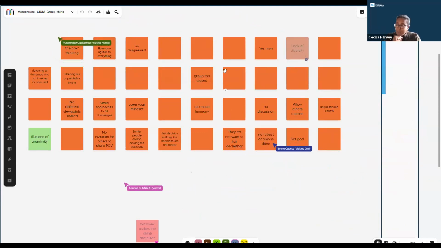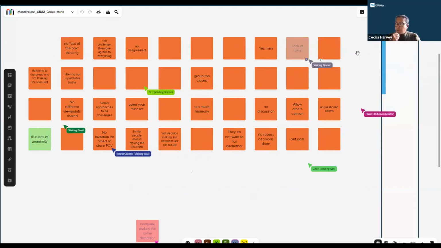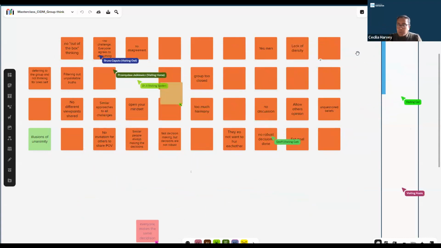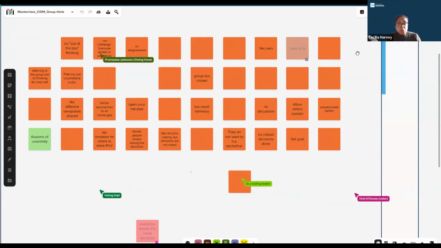Yes, men. That's a good one. I like that. Unquestioned beliefs. Absolutely. That refers brilliantly to the example that I gave about mergers and acquisitions. Yeah, absolutely. We don't question things, and therefore we assume. We assume that there are no different points of view, no beliefs, but also that these aren't challenged.